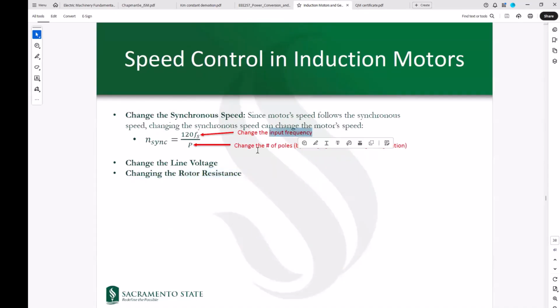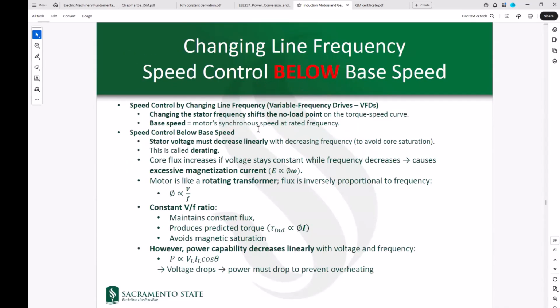Talking about the input frequency: changing the line's frequency while you are below the base speed of the machine. That can happen using VFDs, or variable frequency drives. If you have a variable frequency drive system, then you can control the frequency of the source. Changing the stator frequency shifts the no-load point on the torque speed curve. Base speed is the motor's synchronous speed at the rated frequency. So if you have the rated frequency, the base speed would be the synchronous speed under that frequency.